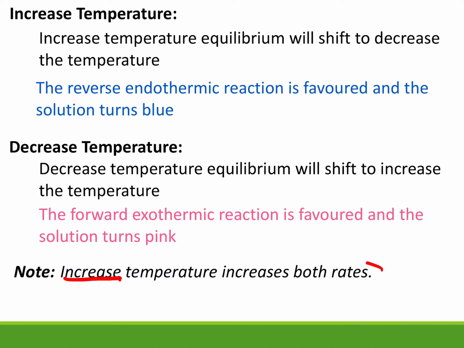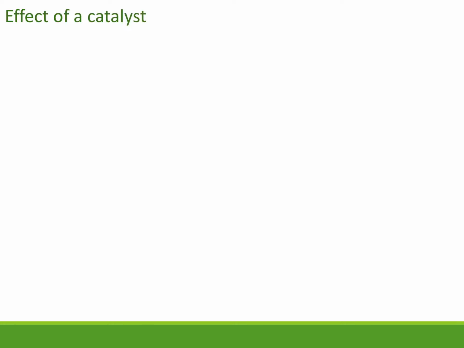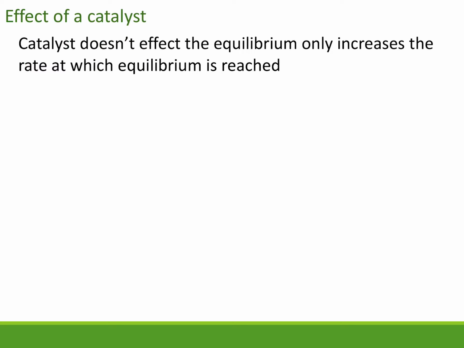Okay, now very important. An increase in temperature increases both rates. A decrease in temperature decreases both rates. So in other words, when I increase temperature, when equilibrium gets reached, the rates will be faster than they were before. If I decrease the temperature, when equilibrium is reached, they'll be slower than before. Now, what does a catalyst do? Here you need to be very careful because this is where they're going to catch you. A catalyst cannot favor the reverse or the forward reaction. There's absolutely no way it can do that. Okay? A catalyst does not affect the equilibrium.